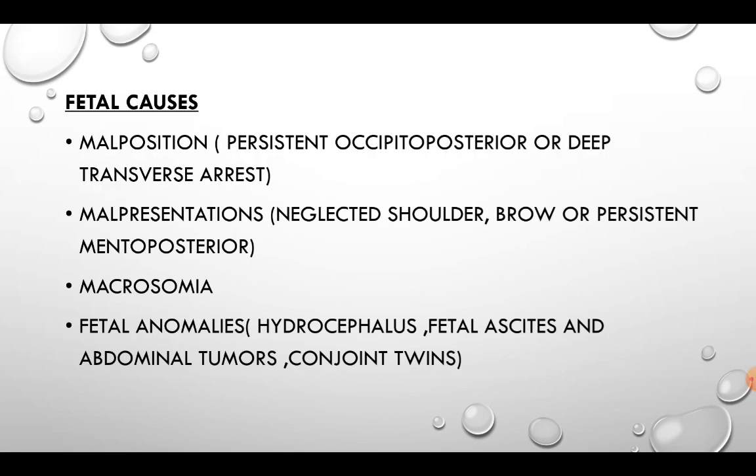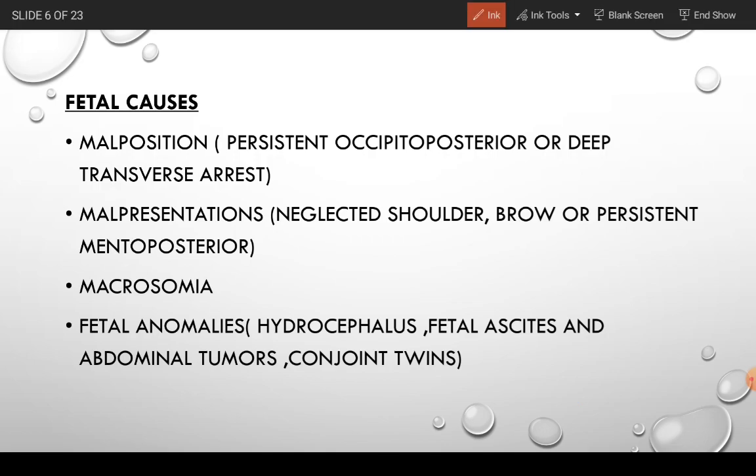Now the fetal causes. So the fetus, either the fetus may be big, so that is macrosomia, or some parts of the fetus may be big, hydrocephalus, fetal ascites, or fetus is having some abdominal tumor or conjoined twin. So it can be fetal anomaly. So in case of a multiple pregnancy also, especially when there is conjoined twins, that means both they come together.